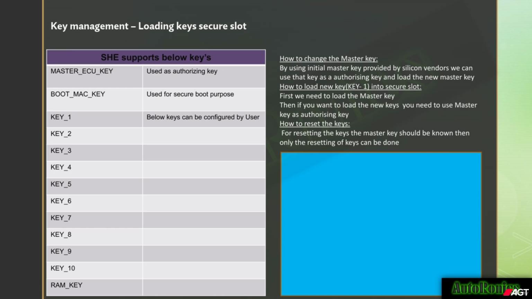Second scenario, how to load the new key into the secure slot. First, we need to load the master key. Then if you want to load the new keys, you need to use the master key as an authorization key and load the new key. Then we'll think how to reset the keys. For resetting the keys, the master key should be known. Then only the resetting of keys can be done.